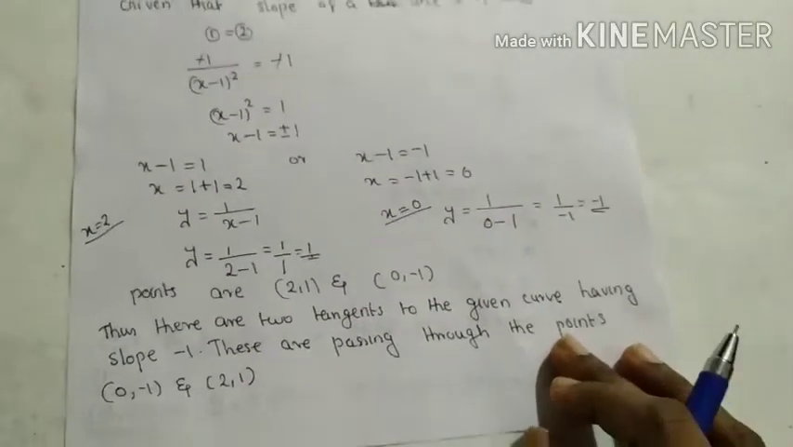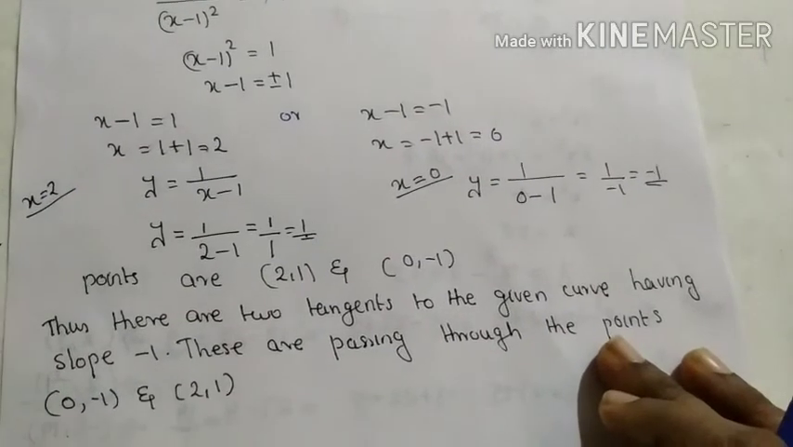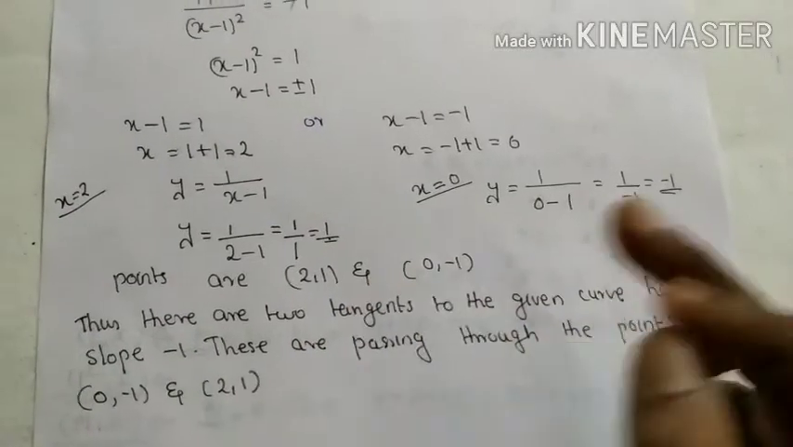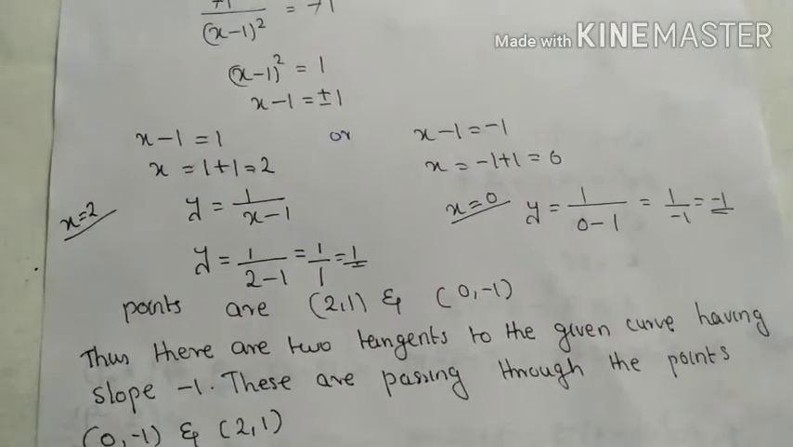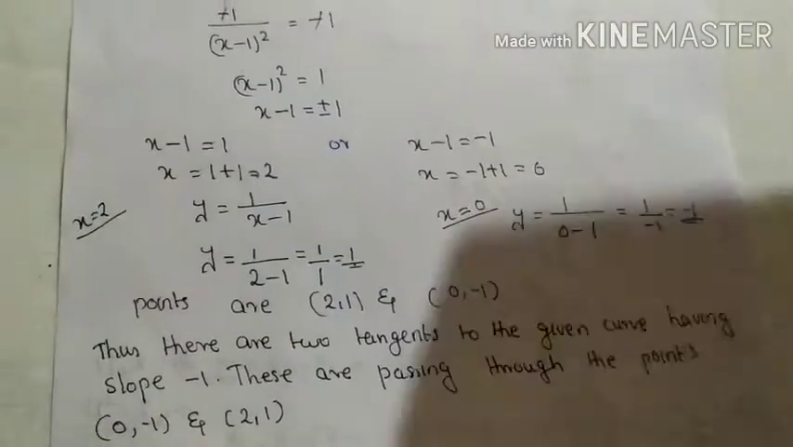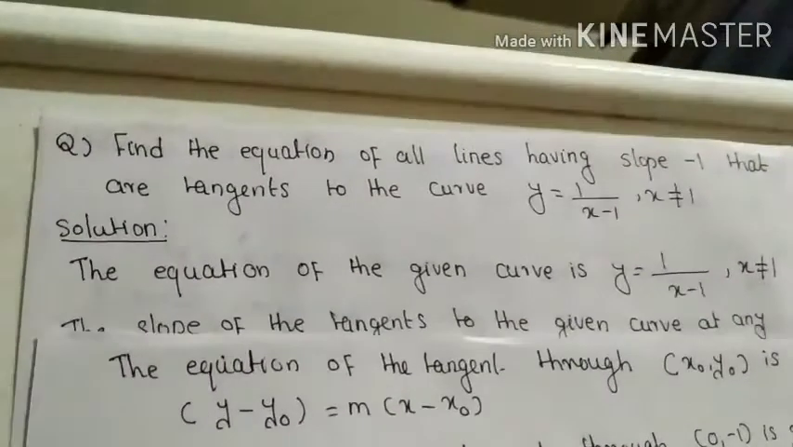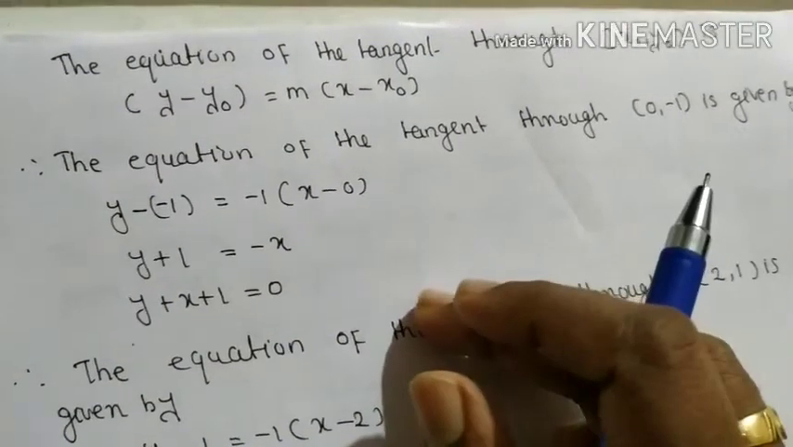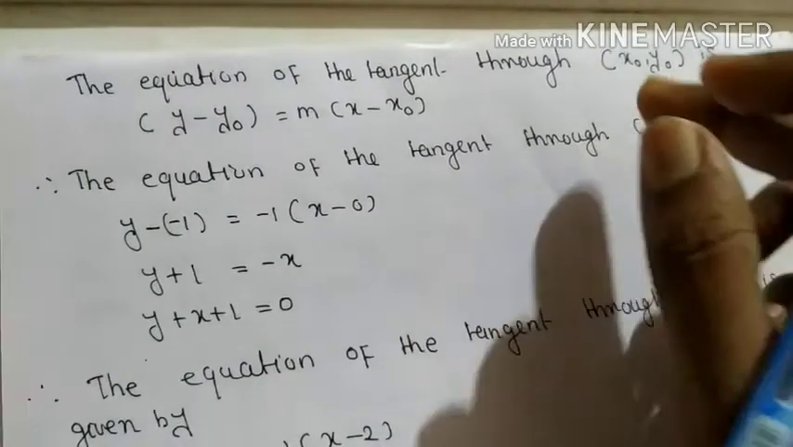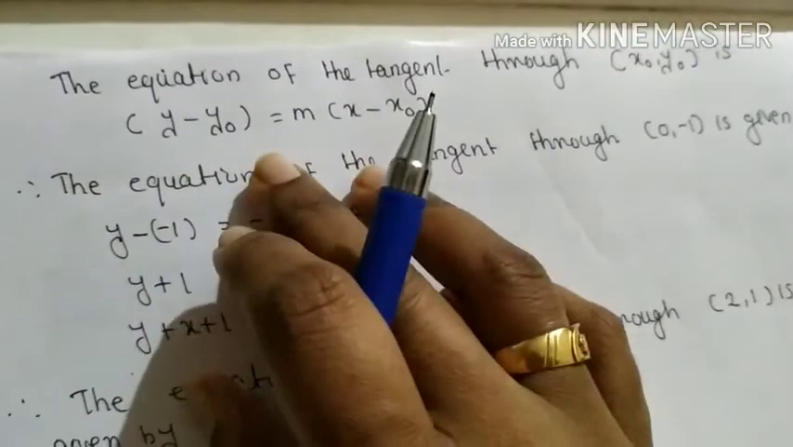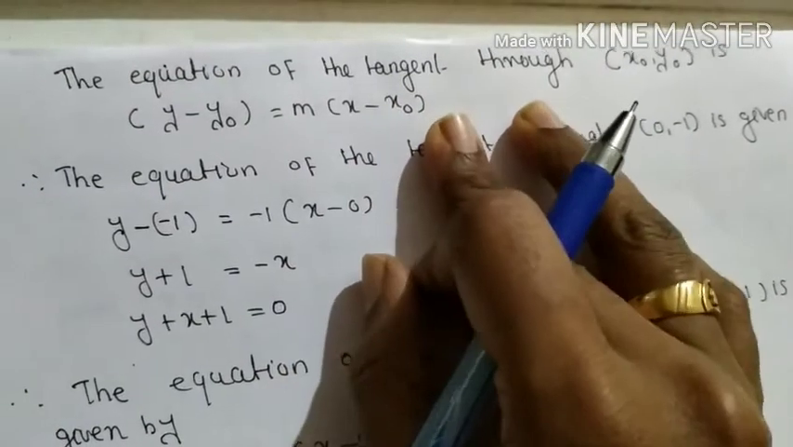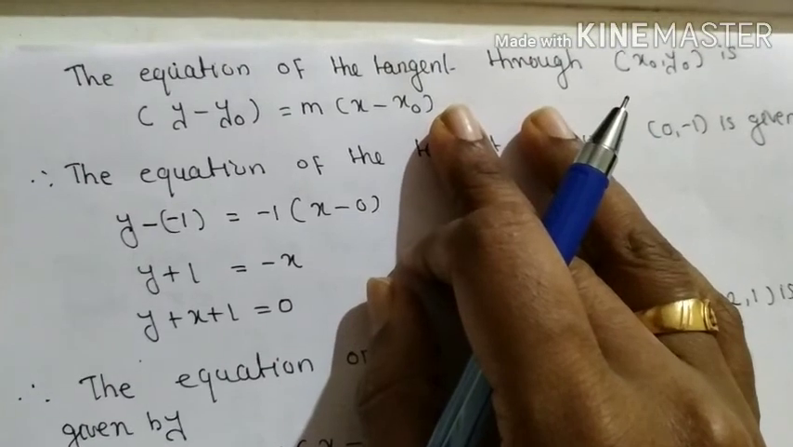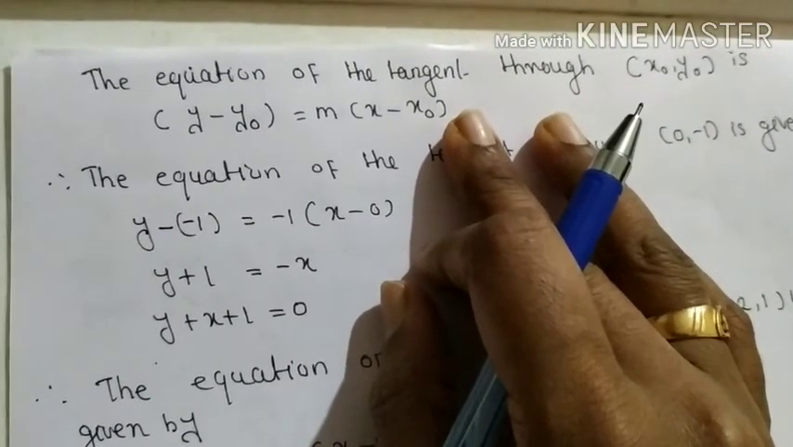Thus there are two tangents to the given curve having slope minus 1. They are passing through the points (0, minus 1) and (2, 1). Next, in this question we need to find the equation, right? We know that the equation of the tangent through the point (x0, y0) is y minus y0 equal to m into x minus x0. That we have already learned in plus 1 in the chapter straight line. I hope you remember all.